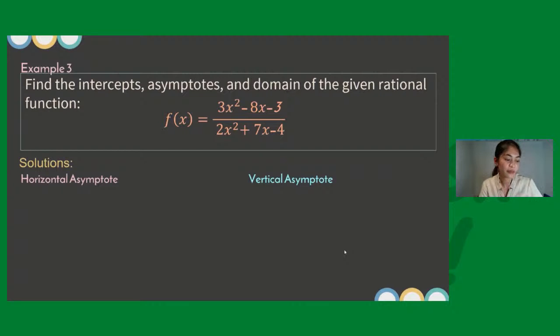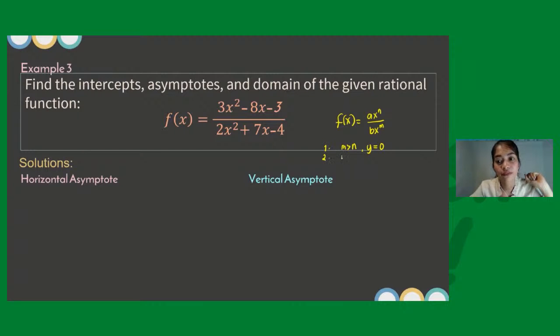For a review, sabi natin kanina, if we have the function f of x is equal to ax raised to n all over bx raised to m. This represents the leading terms of our numerator and denominator. Sabi natin sa rule number 1, if m or the exponent of the leading term in the denominator is greater than n, then our horizontal asymptote will be equal to 0. So this is rule number 1.